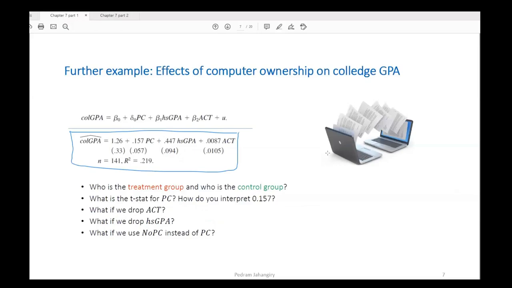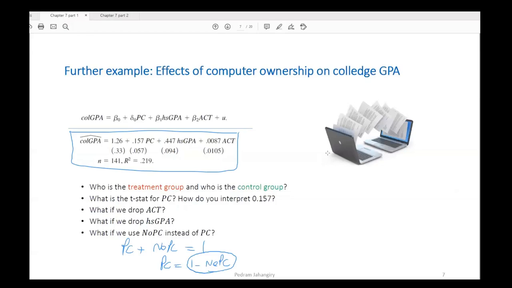Think about it. First of all, what's the relationship between PC and no PC? PC plus no PC is always going to be equal to one, right? Because if PC is one, no PC is zero. If PC is zero, no PC is one. So it's always equal to one. It means that PC is going to be equal to one minus no PC. So I can go ahead and, wherever I have PC in the model, replace it with one minus no PC and see what will happen, okay?